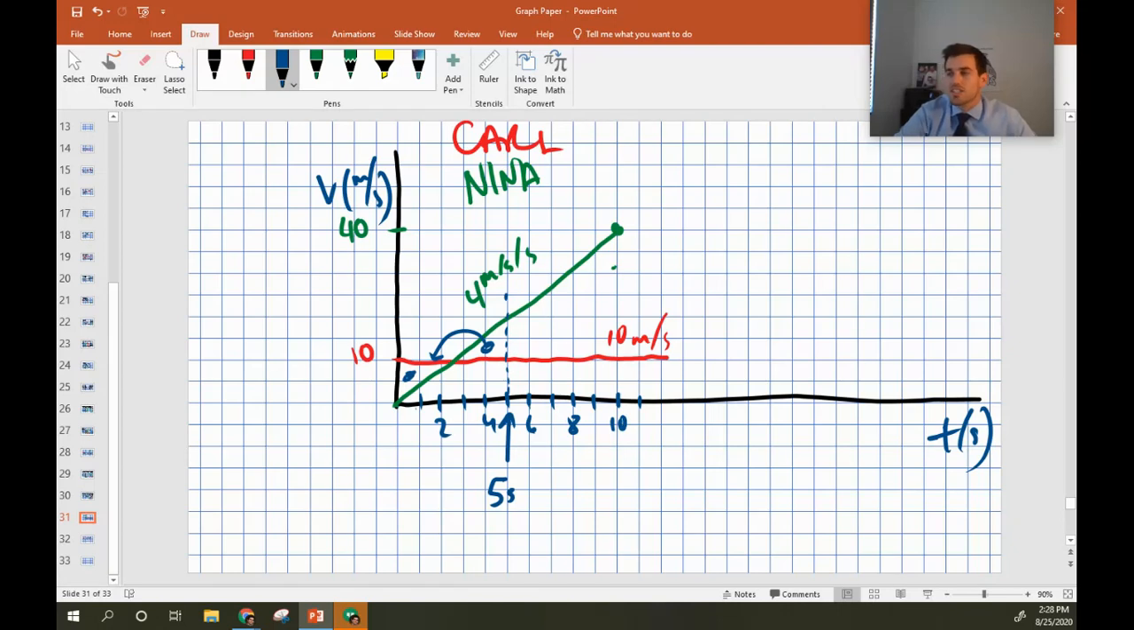And you can see that Nina is going much faster than Carl is at that time. So she's just going to pass him at that point and keep going. So this 5-second mark is right where she catches him, and she's going past, and he's turning into a loser. So that's how you do that with the motion graph.